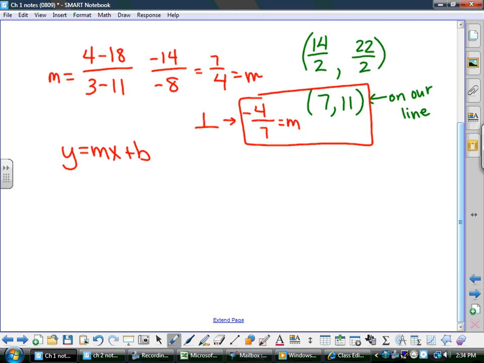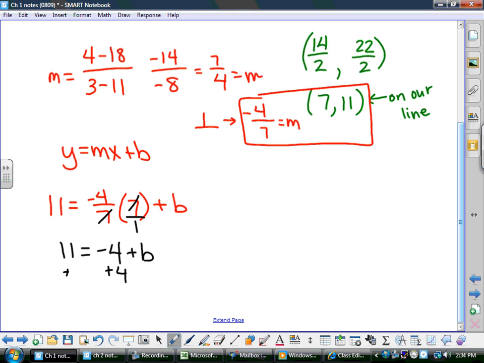The y number is 11, the slope is negative 4 over 7, x is 7, and then we have the b. Remember, 7 is like 7 over 1, so when we multiply, we just get negative 4 plus b, making the y-intercept 15. The equation for this line will be y equals negative 4 over 7x plus 15.